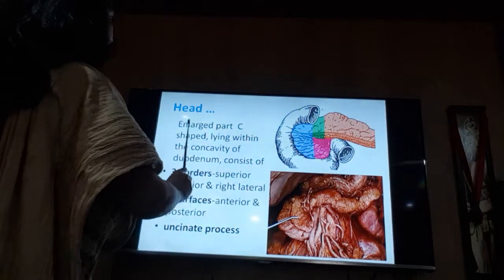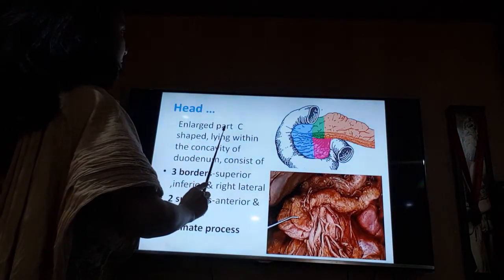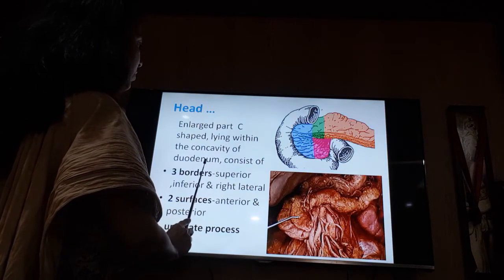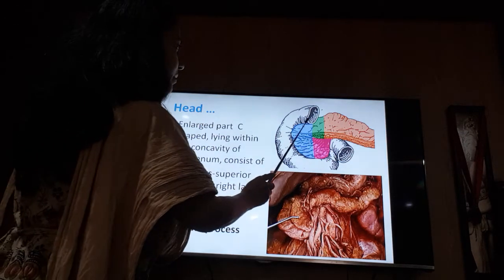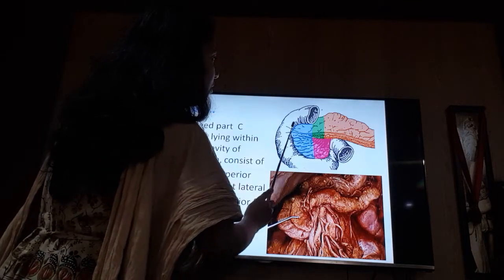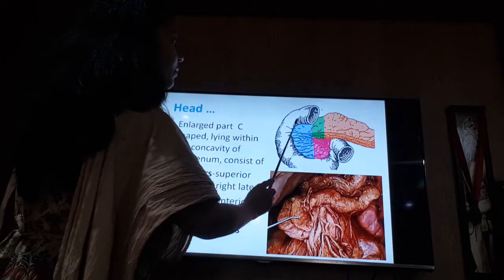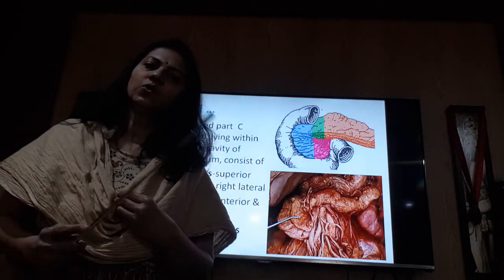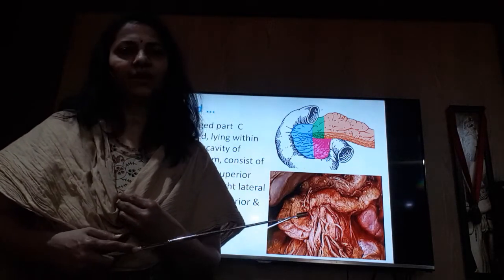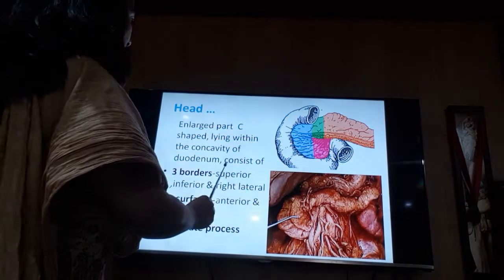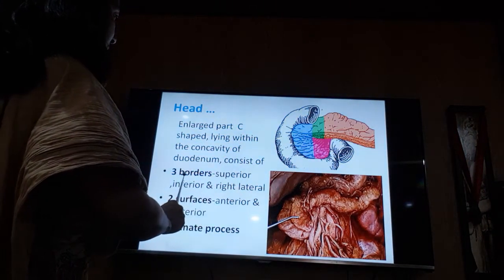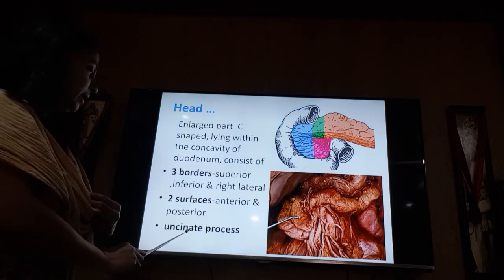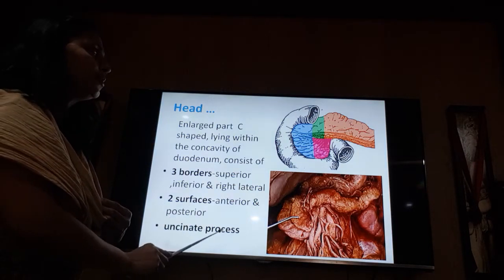The head is the enlarged part, C-shaped, lying within the concavity of the duodenum. It is C-shaped because it is lying in the C-shaped concavity. Now, how many borders does it have? Three borders. How many surfaces? Two surfaces and one process called the uncinate process.